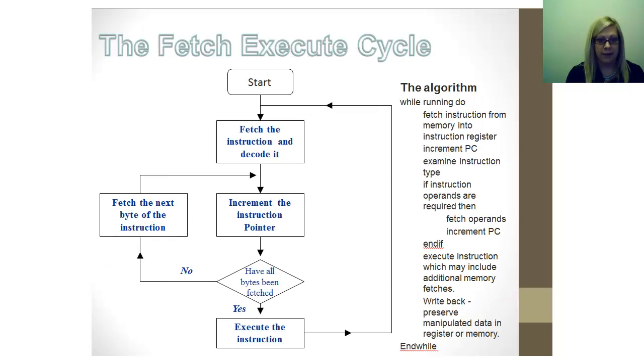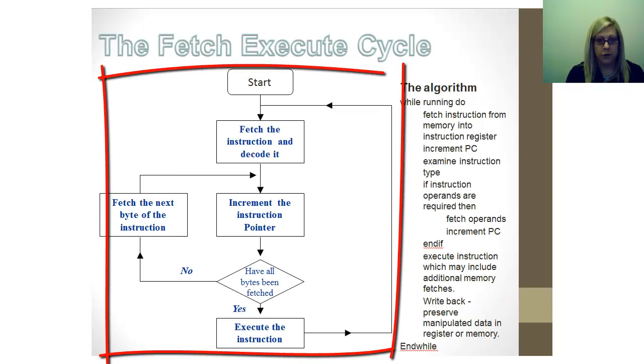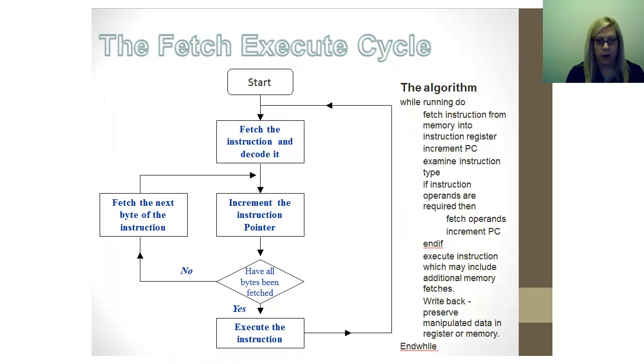The fetch-execute cycle. The image on screen shows the format of the fetch-execute cycle. It involves a number of discrete steps. 1. The contents of the PC are copied into the MAR. The MAR now contains the address of the next instruction to be fetched, and a memory read is initiated to transfer the instruction from memory into the MBR.